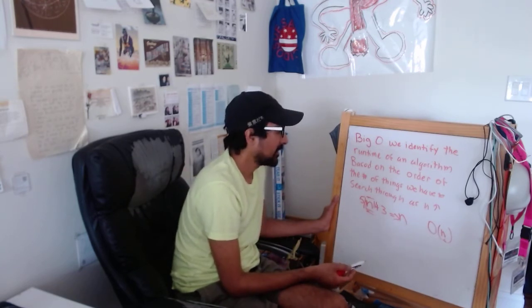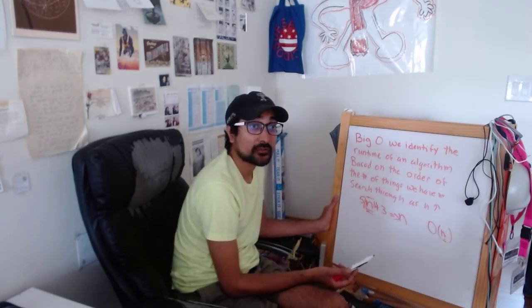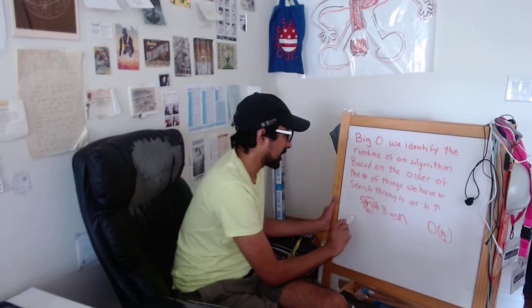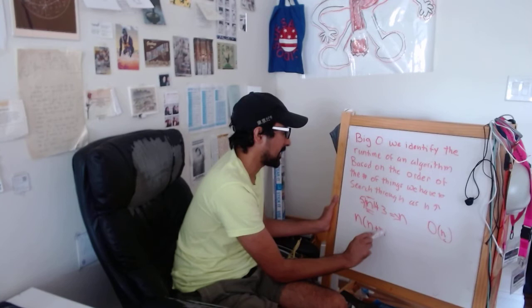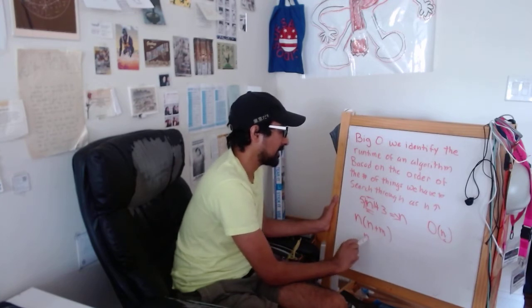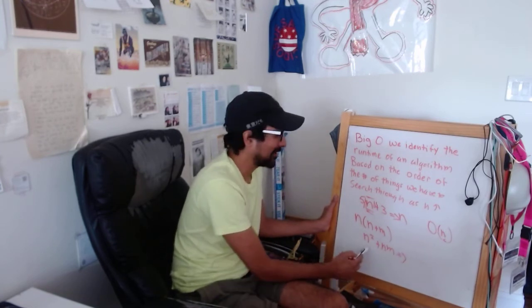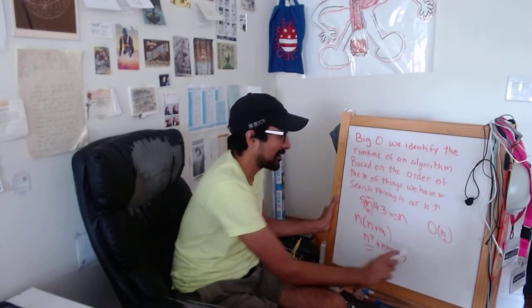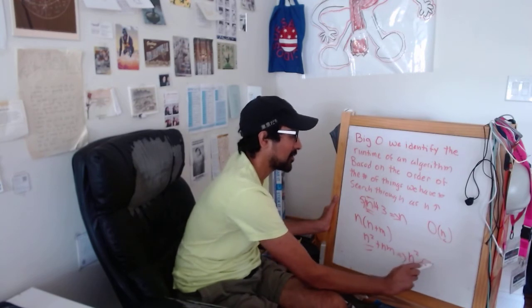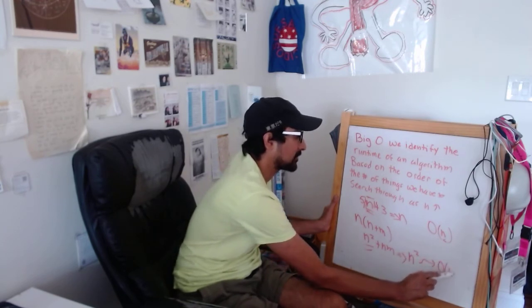Okay? And if the number of things we have to search through, in our other example, our picture example, was n and n plus m. Well, that equals n squared plus nm. All right? And the order of this equation, well, it's n squared, right? So we could say that's n squared, and that means it's O of n squared.